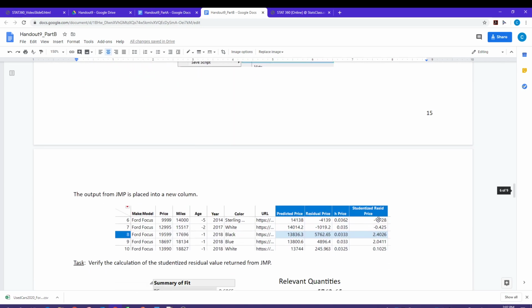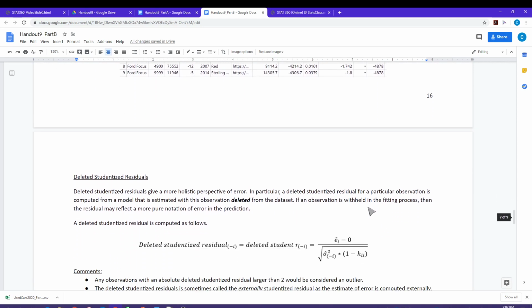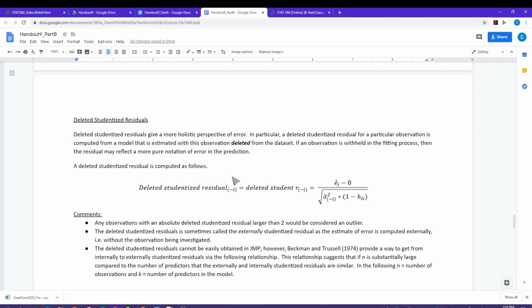Okay, so we have studentized. We also have what's called deleted studentized. And what the deleted studentized is about is that the root mean square error is computed without that observation in it.